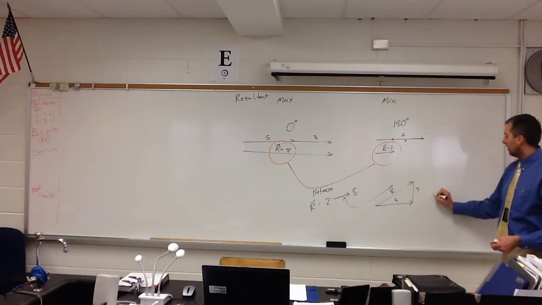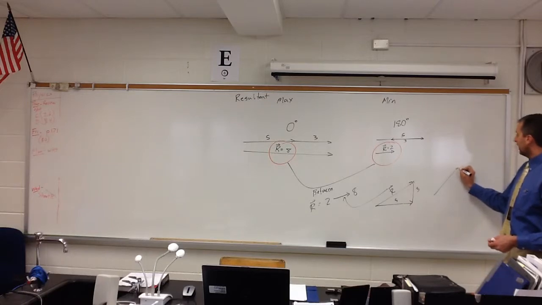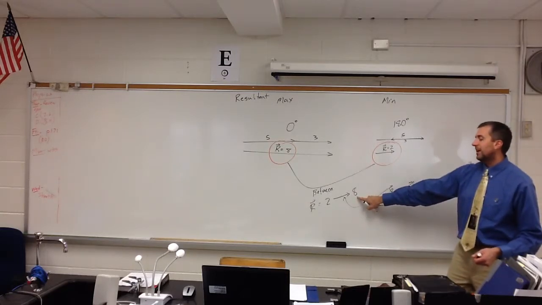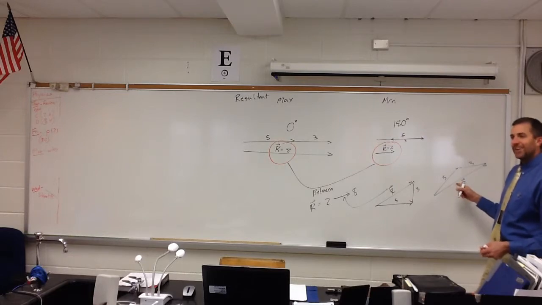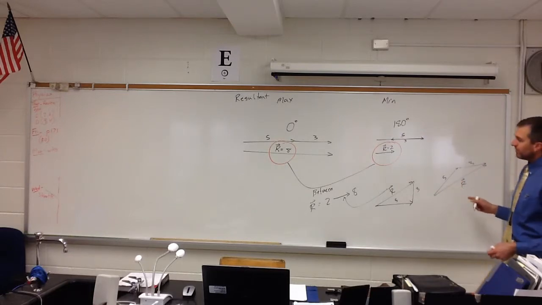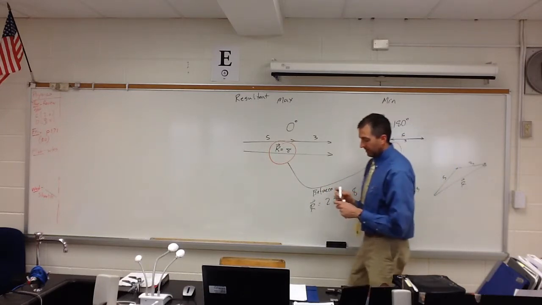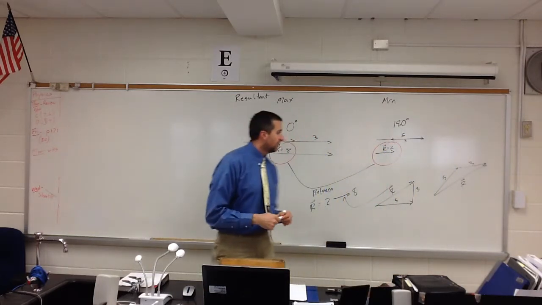So if you took the 5 like this, and you added the 3 like this, now your resultant is definitely pushing more towards the 8, but it's not an 8. It's a little less than an 8 still. So when you take two situations, your resultant is going to fall somewhere in between.